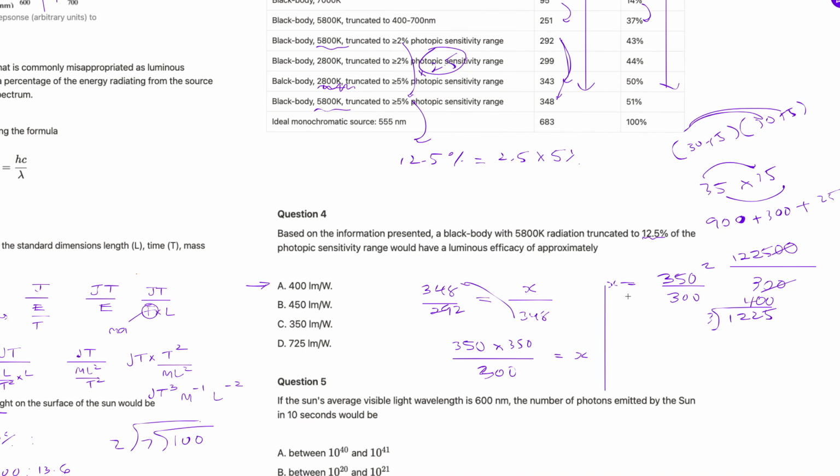If we assume it's exponential, it should be quite a bit more than that. And so the only option then would be B, 450. It would not be less, right? And it can't be 725 because if we look over here, ideal monochromatic source 555 nanometers gives an efficacy of 683 and 100% efficiency, which means you can't really go beyond the 683. And so therefore it's B for that reason.